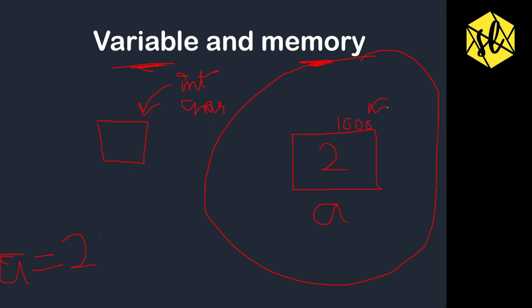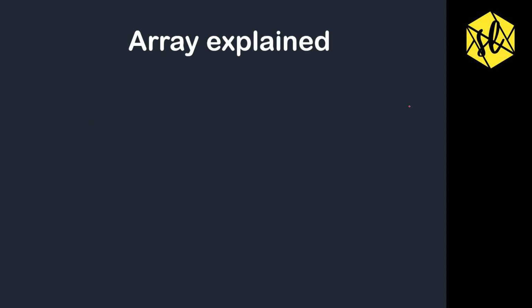So now this is all about variables and memory. We have the first one, variable name, the second one, variable value, and the third one, variable memory location. So these three terms define a variable. Now let us move to what is an array. How can we define an array? How can we imagine an array in our mind?